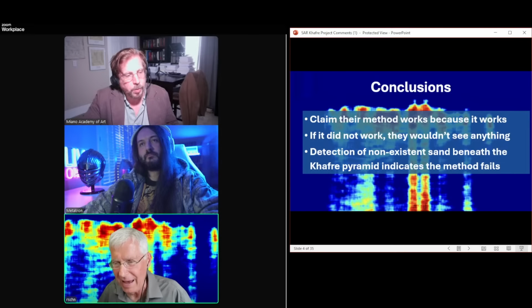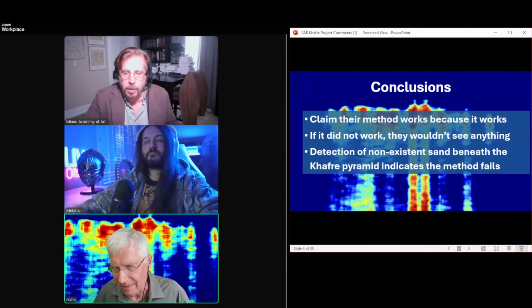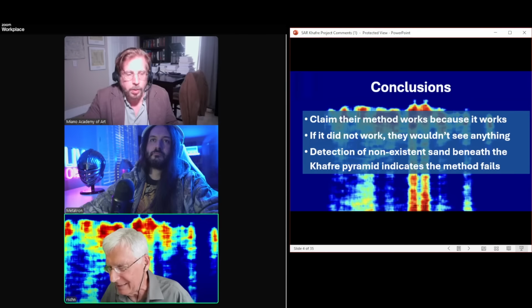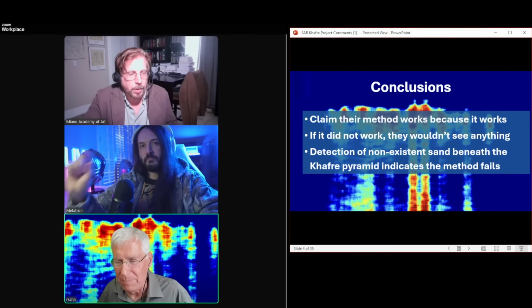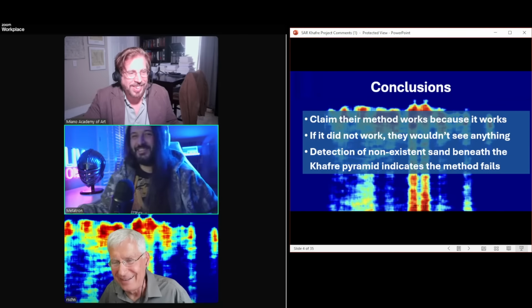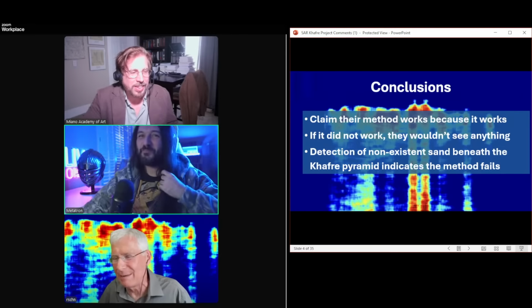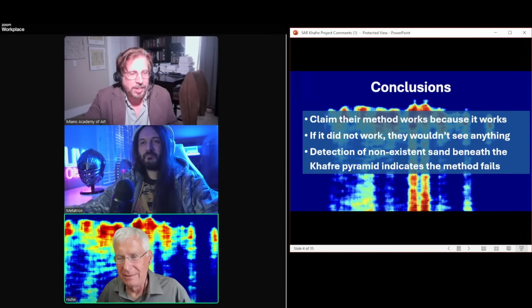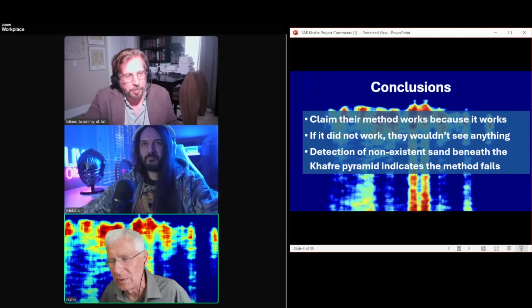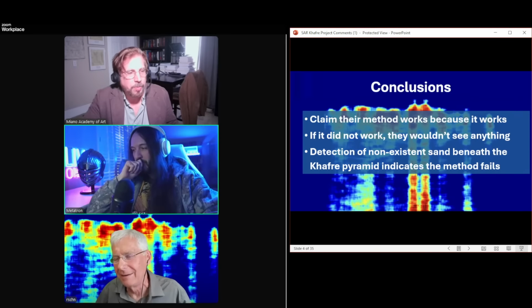Somewhere between 4.5 to 6 meters thick, and below that is sand. And if not for these limestone platforms, the pyramids would collapse into the sand. Well, that's complete bullshit. The pyramids are built on solid bedrock, on limestone. This proves that their method doesn't work.